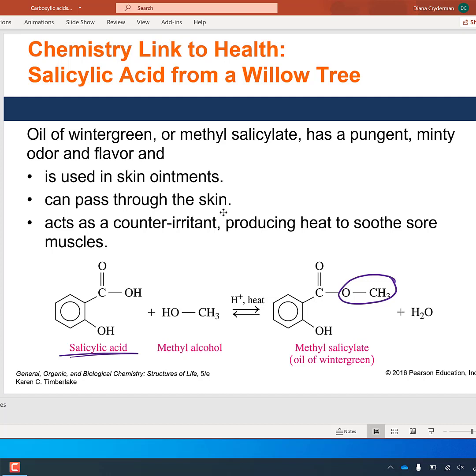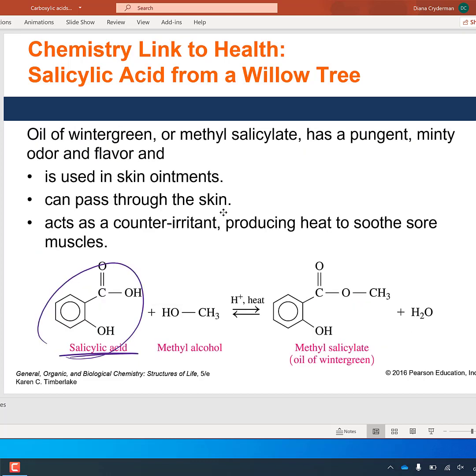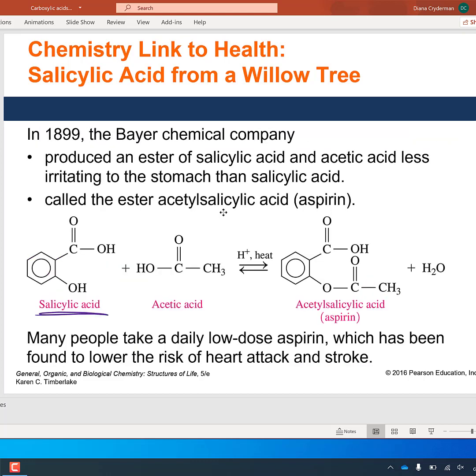But working backwards, we can take this back off and form the salicylic acid. Now, the reason why I want to work backwards is because if we have salicylic acid here, and we take this methyl group off and reform the carboxylic acid, we go from this ester to a carboxylic acid, which is salicylic acid. We can turn it then and rejoin it with a different item.